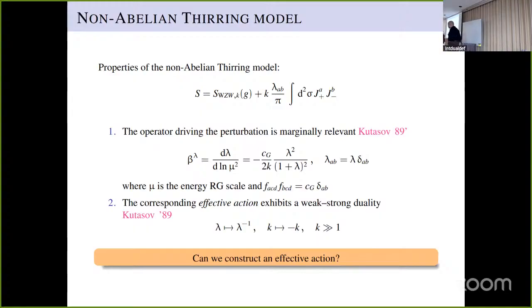Still, what we know here is that at this level, we have the conformal point plus the perturbation. And the question is, can we construct an effective action? Is it possible to construct such an effective action which will have the beta function and the symmetry? Let's see.